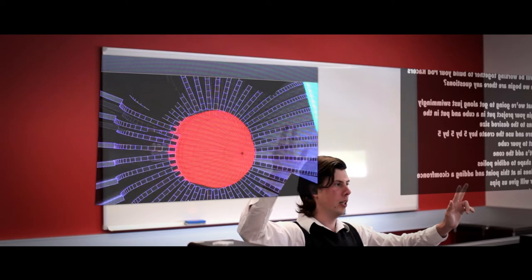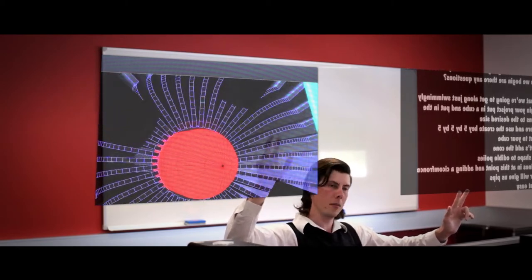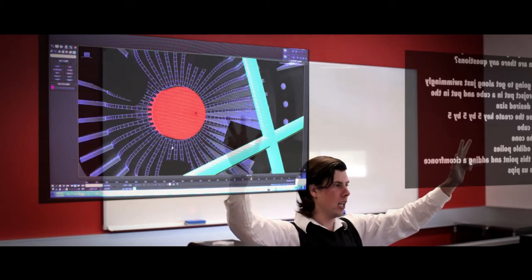Adding splines in at this point and adding a circumference generator will give us pipes. Hey, just that easy. Remember to save at each incremental point.